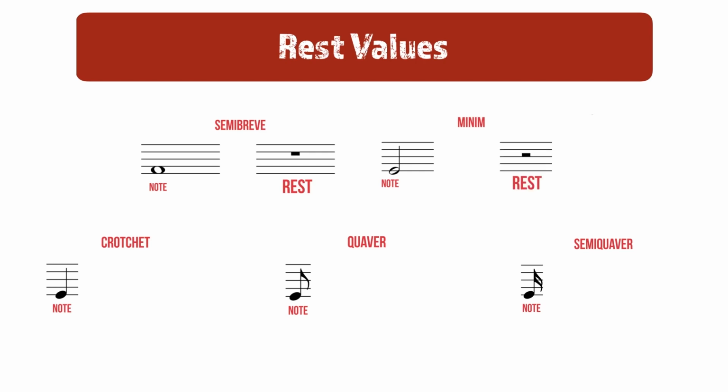A minim rest looks very similar, but sits on the 3rd line up. This lasts for 2 beats. A crotchet rest looks like a small zigzag shape with a lowercase c at the bottom. This lasts for 1 beat. A quaver rest looks a bit like a number 7, and this lasts for half a beat. Again, a semiquaver rest looks like a number 7, but this time it has an extra line. This lasts for a quarter of a beat.